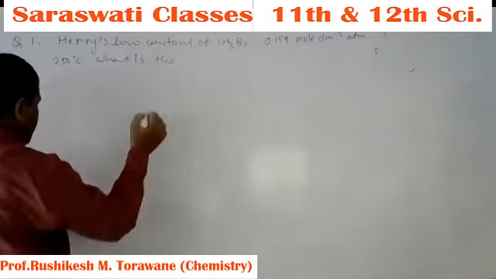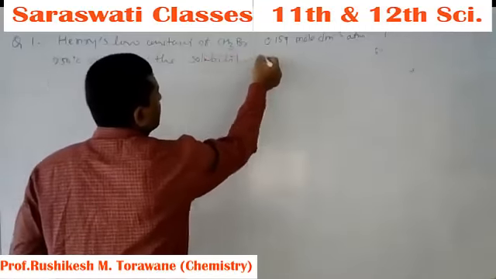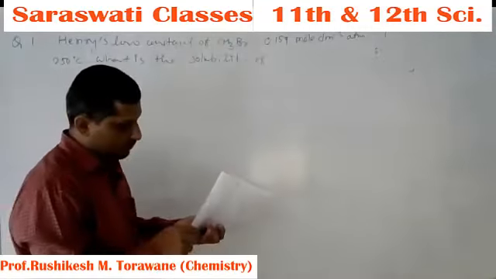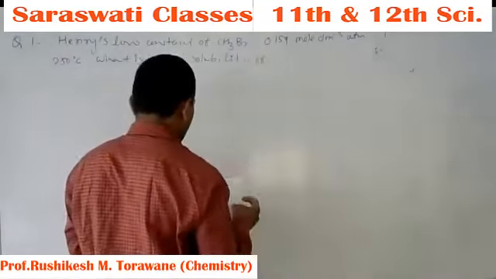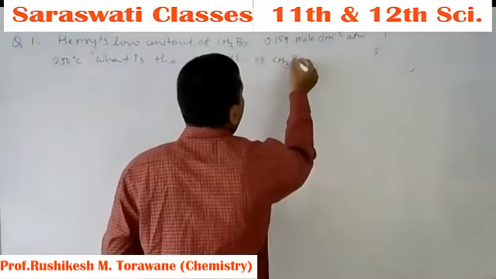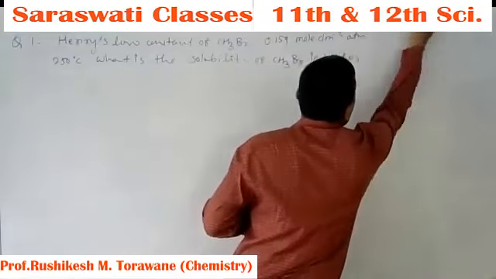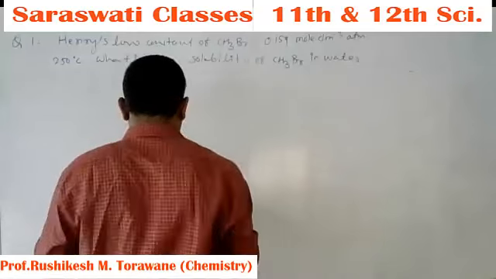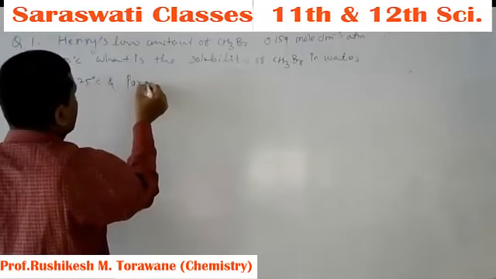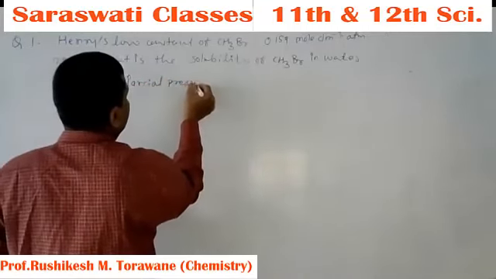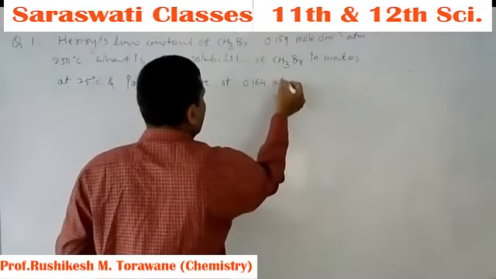What is the solubility of methyl bromide in water at 25 degrees Celsius, and partial pressure of 0.164 atmosphere.